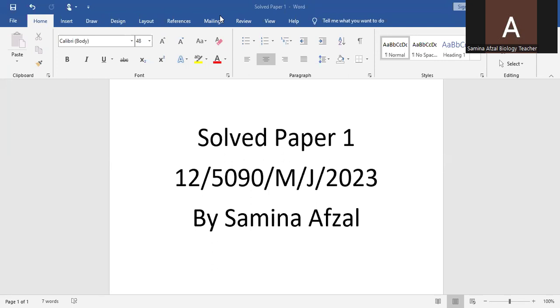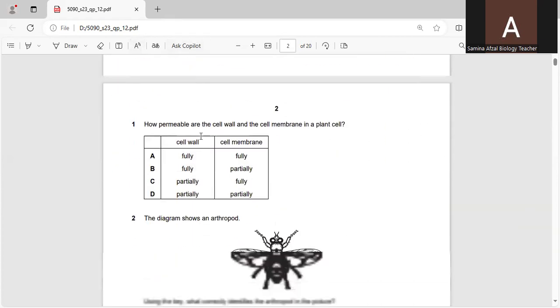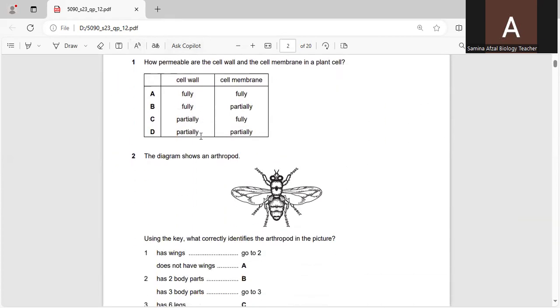And students, before going into detail about this paper, I would like to discuss that there are 40 MCQs which you have to solve within 1 hour, and you have to use a soft pencil to fill up the bubble sheet to answer with the correct option which you have chosen. So I would like to go to the first question, question number 1.